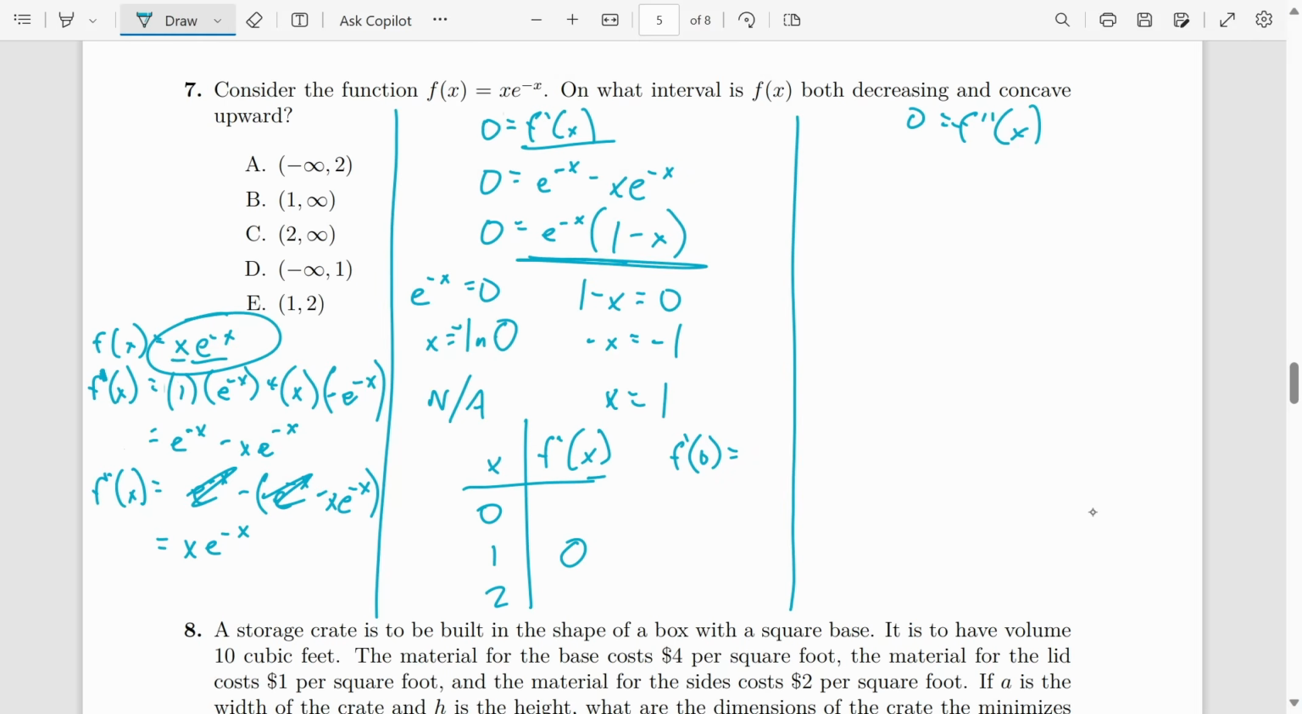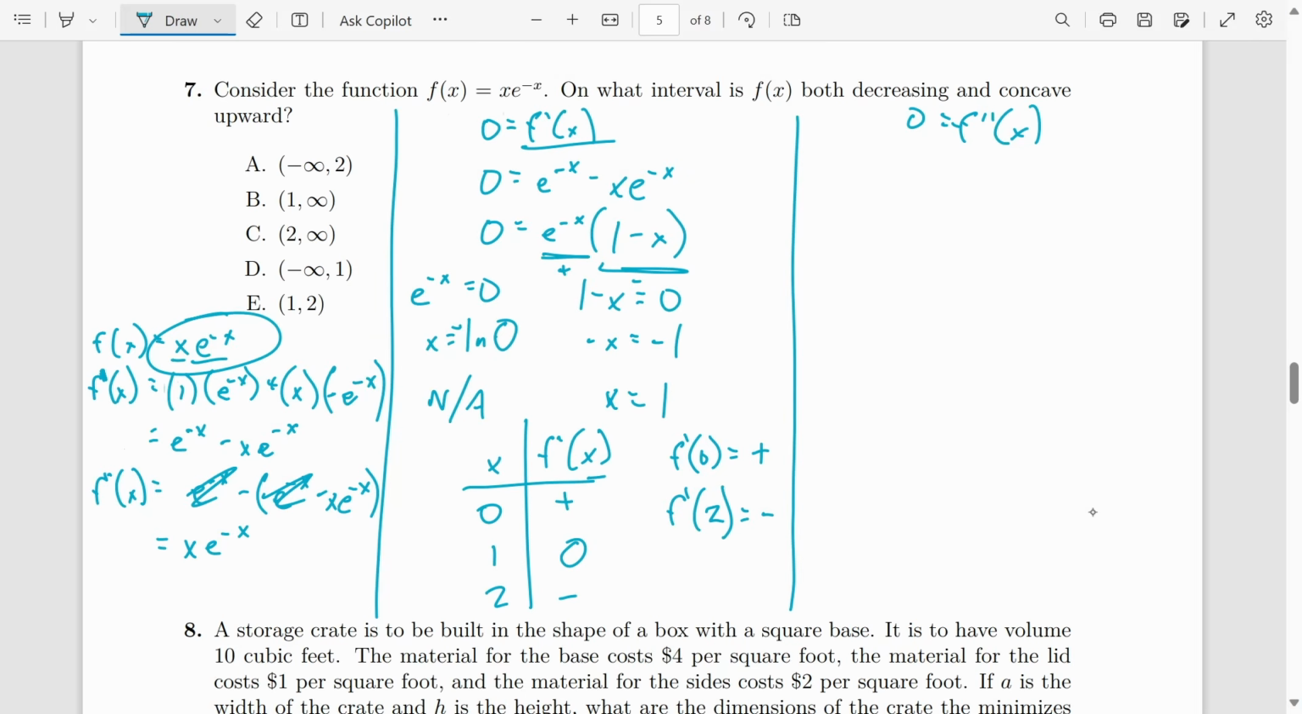So plugging in 0, on the left, this term is going to be e to the 0, which is 1. And on the right, that's going to be 1 minus 0, which is also 1. So that's positive. So we're going to put a plus right there. Now f prime of 2, doing the same logic, e to the negative 2 is going to be a positive number. I don't know what it is, but it's going to be positive because exponentials always yield positive answers. And on the right here, 1 minus 2 is going to be negative. And a positive times a negative is negative. So we got a plus and a minus.